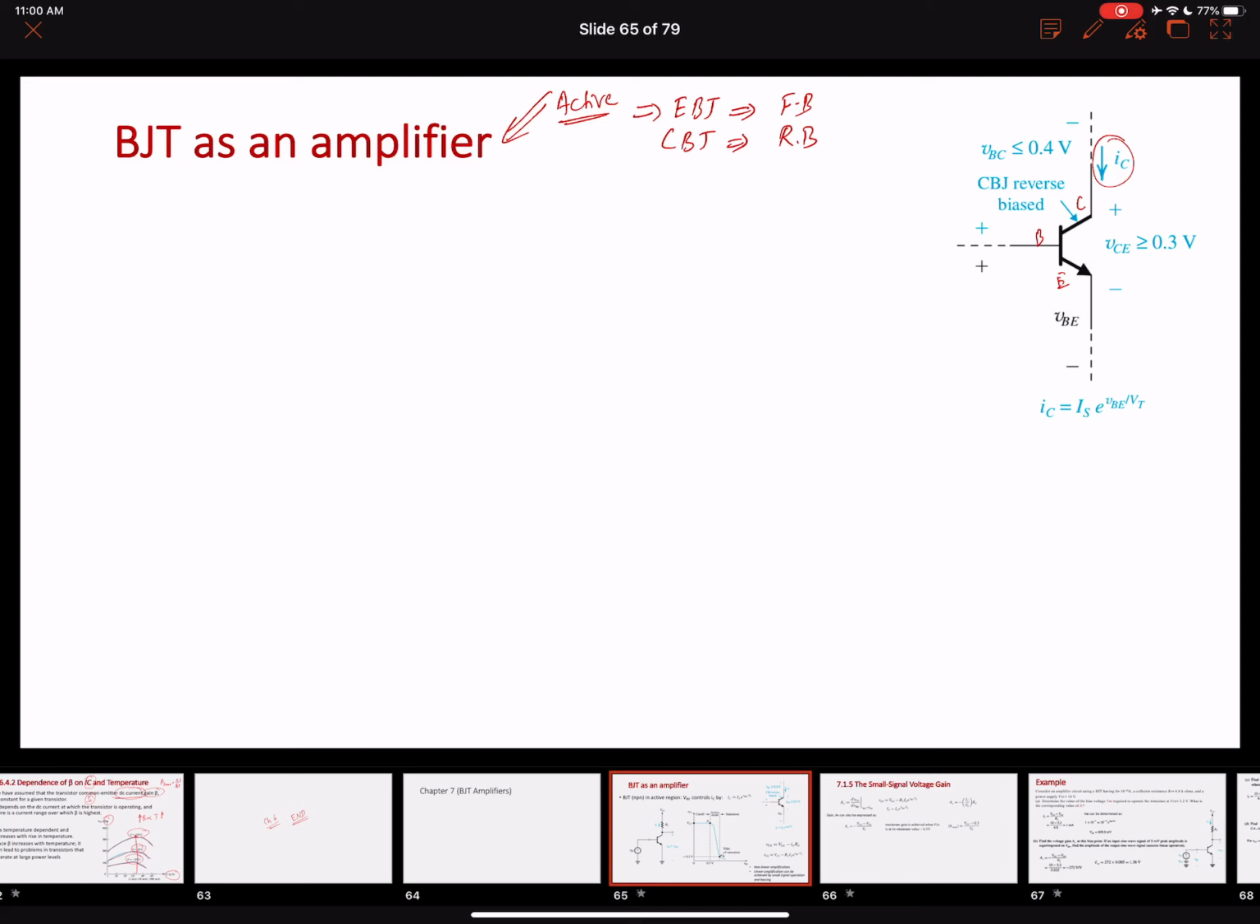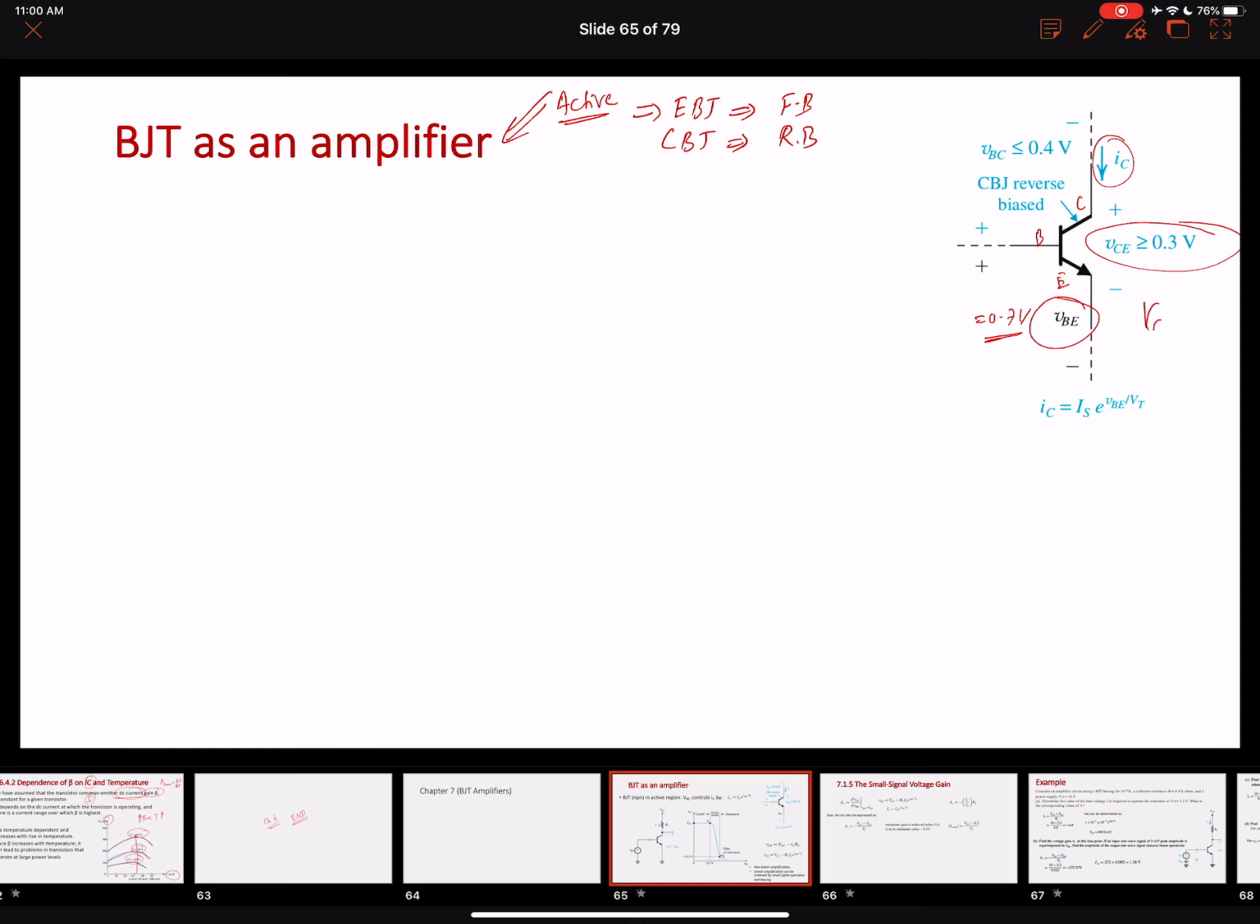Here is our voltage VBE, emitter to base, to forward bias the emitter to base junction, which is normally equal to 0.7 volts, as we have discussed in the last few lectures. Another important thing is the voltage VCE, which, in order to operate in the active region as an amplifier, should be greater than or equal to 0.3 volts.